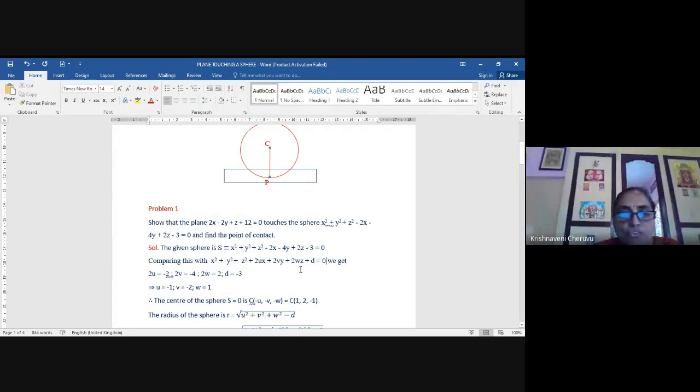And now compare the coefficients of z. Here the coefficient of z is 2w. Here coefficient of z is 2. So 2w is equal to 2. W is equal to 1. And of course we have the constant term d is equal to minus 3.